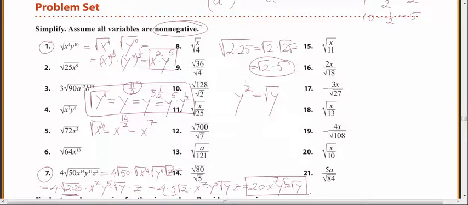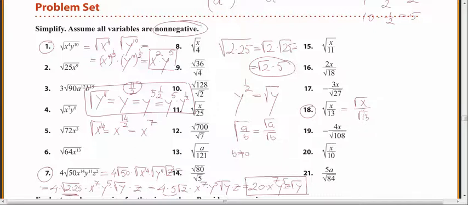How about number 18 first, right? Do you guys remember the property? If you have the square root of a over b, well, first of all, b should be different than 0, right? This is the same as the quotient of the square roots, so the square root of a over the square root of b. Applying that here gives me square root x over square root 13.